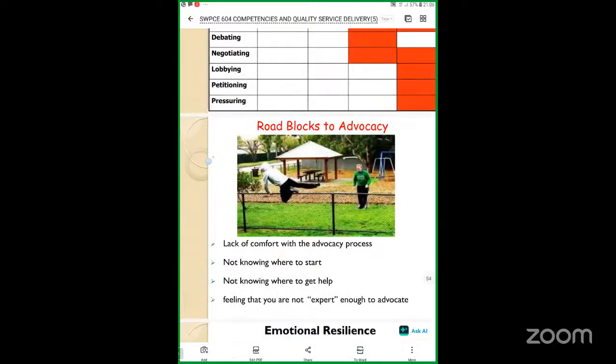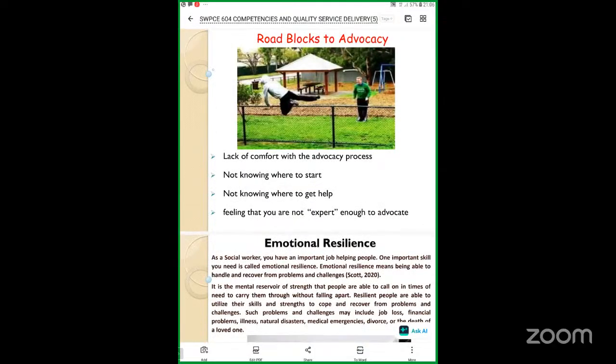What are the roadblocks to advocacy? What are the barriers to advocacy?